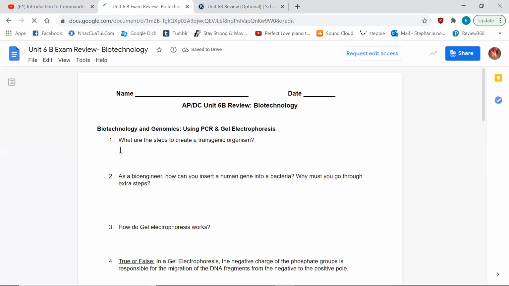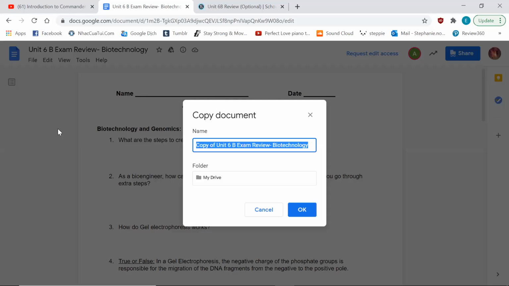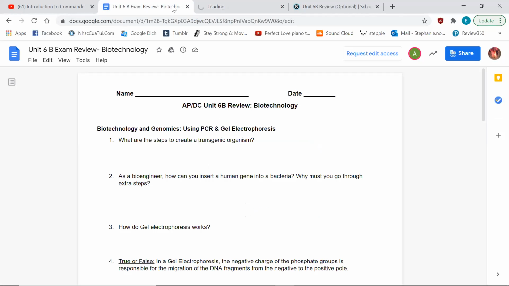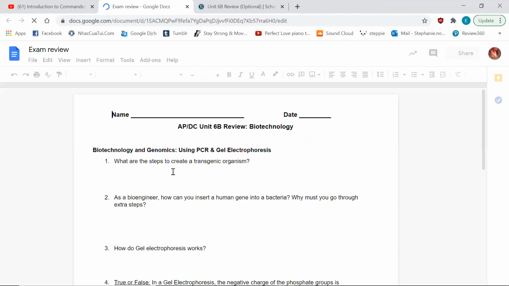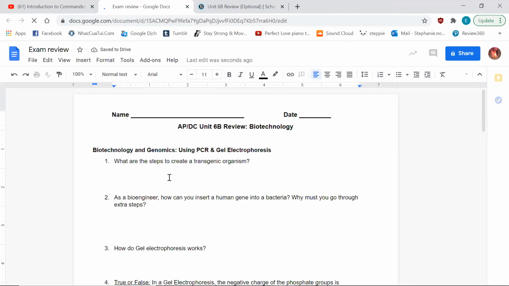What are the steps to create a transgenic organism? What? You serious? Hang on. I'm gonna fill this in. Recorded. Not even gonna change the color of my text like I usually do.